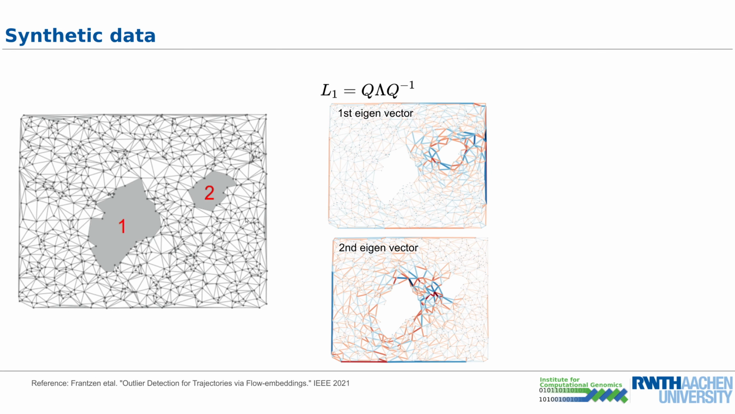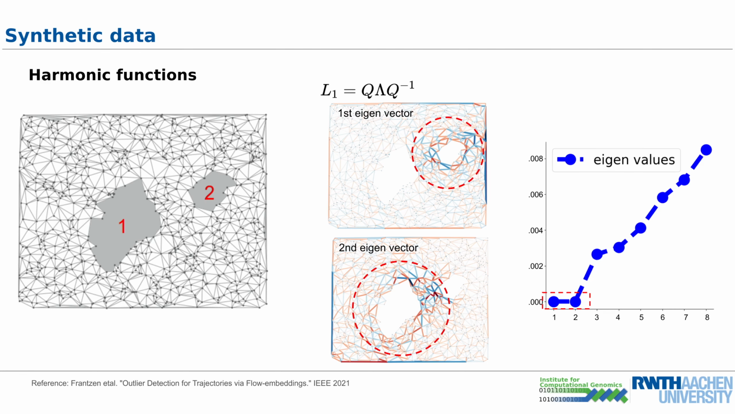So we use a simple data set to show what the Hodge decomposition looks like. Here, in this data, we have 2 holes. As we can see, the first and the second eigenvectors select these 2 holes, and interestingly, the corresponding eigenvalues are equal to 0, and these eigenvectors are called harmonic functions, or harmonics.